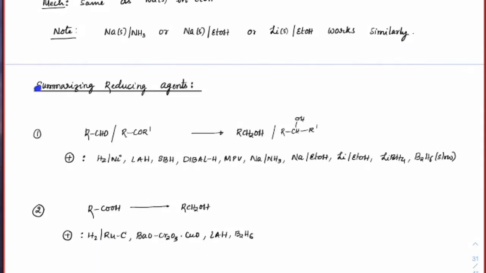Now finally I am summarizing all the reducing agents. Suppose you have aldehydes and ketones and you have to convert them into respective alcohols, what are all the reagents that are used? You can check it out. H2 with nickel, lithium aluminum hydride, sodium borohydride, DIBAL-H, Meerwein-Ponndorf-Verley reduction, sodium in liquid ammonia, sodium in ethanol, lithium in ethanol, LiBH4, B2H6, but B2H6 is very slow, so usually we do not consider it much. So these are all the reagents which can be used for converting aldehydes or ketones into alcohols.